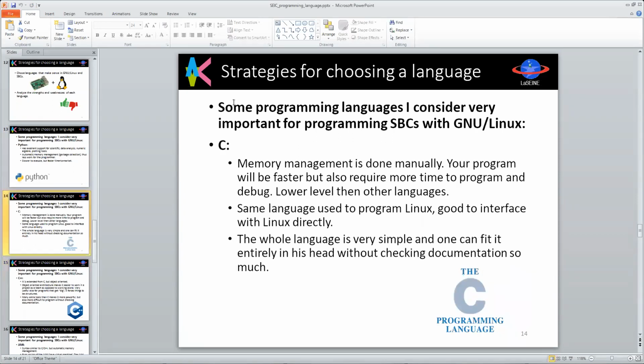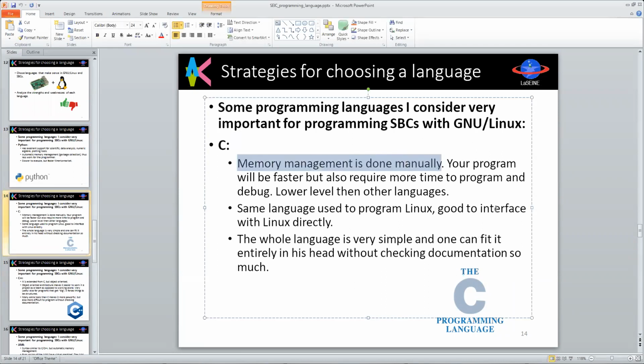So then C is the other realm, and I think with Fortran you can take more or less the same idea, that memory management is done manually. Your program will be faster, but it requires more time to program and debug. I emphasize, debugging takes most of the time. So debugging these pointer problems or allocation problems can take a lot of time, but it will be faster.